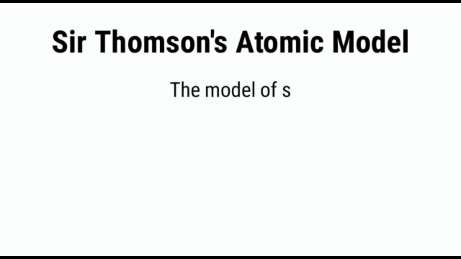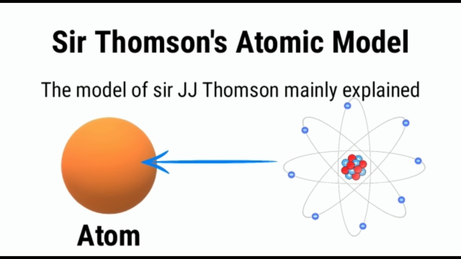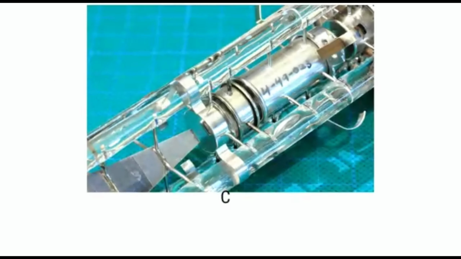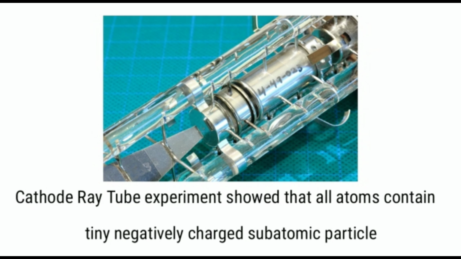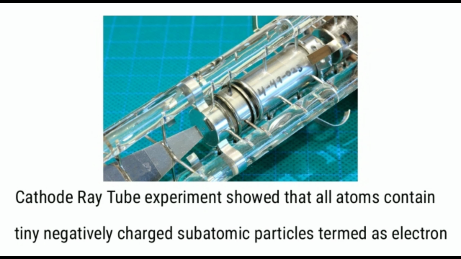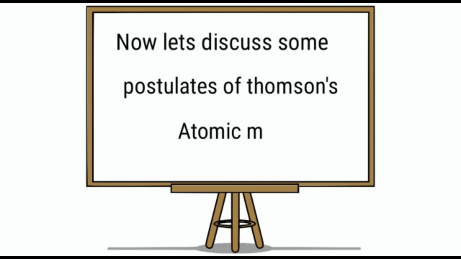Later, Dalton's theory was overtaken by Sir J.J. Thomson. The model of Sir J.J. Thomson mainly explained the inner structure of an atom theoretically. His cathode ray tube experiment showed that all atoms contain tiny negatively charged subatomic particles termed electrons. Now, let's discuss some postulates of Thomson's atomic model.